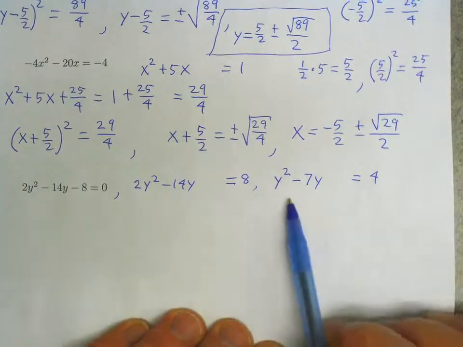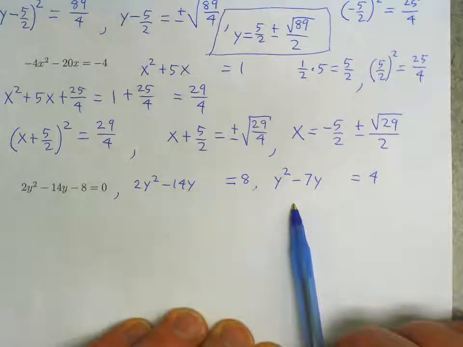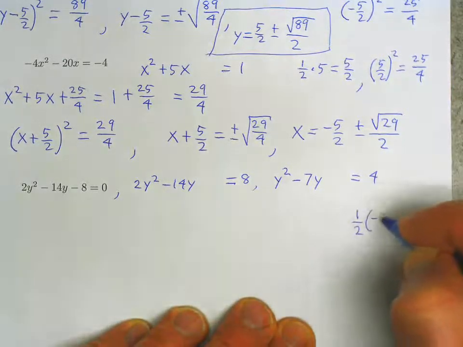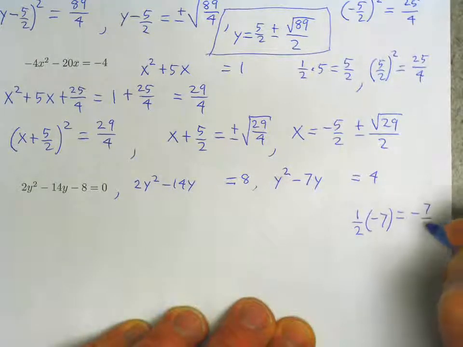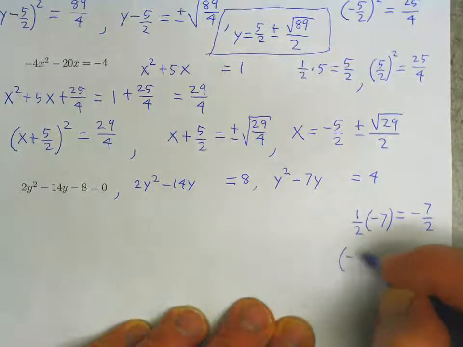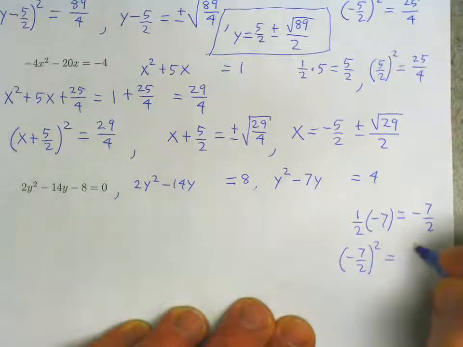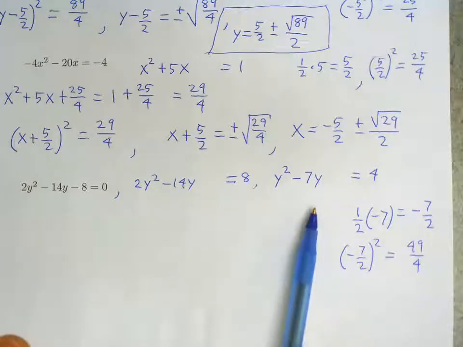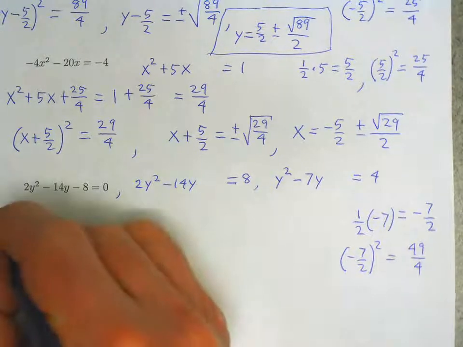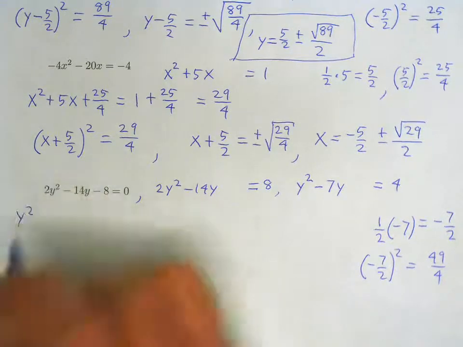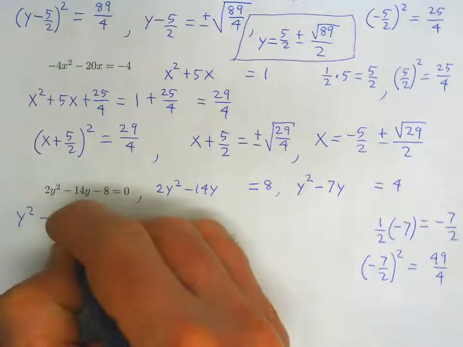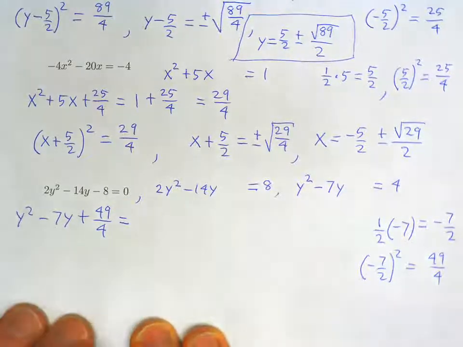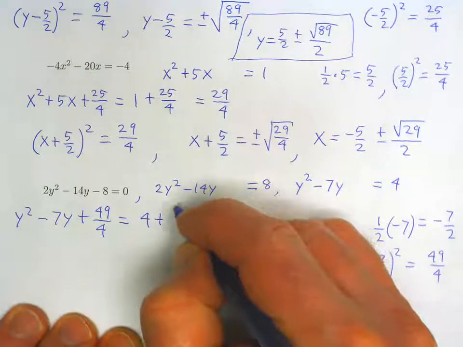Now we can create a perfect square trinomial on the left-hand side if we add the same number to both sides. So we take 1/2 of negative 7, which is negative 7/2. Then we square the number negative 7/2, and we get positive 49/4. So we add 49/4 to both sides of this equation, and we'll get y to the second minus 7y plus 49/4 equals 4 plus 49/4.